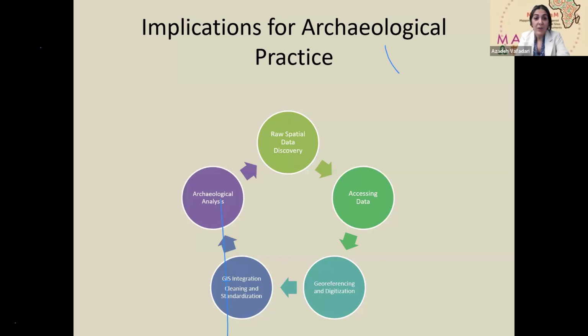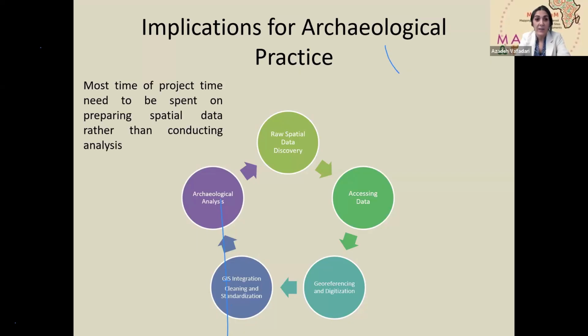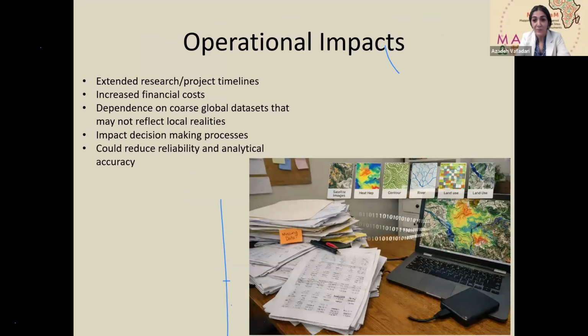So when we have the raw spatial data, that is the implication it has for our work: you have to find this raw spatial data, be able to access it, georeference and digitize it, do the GIS integration, cleaning, and standardization. And then you can only start to do the archaeological analysis. And it's a very time-consuming process. Overall, these challenges can reduce analytical accuracy, increase project time and financial cost, and impact decision-making processes, therefore ensuring high quality and accessibility is important.